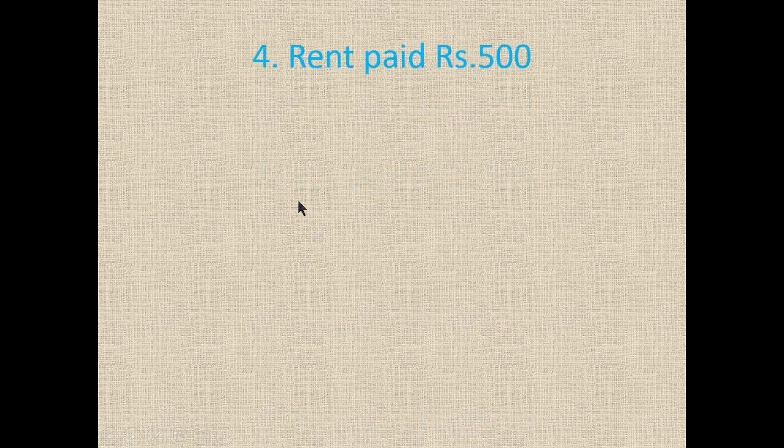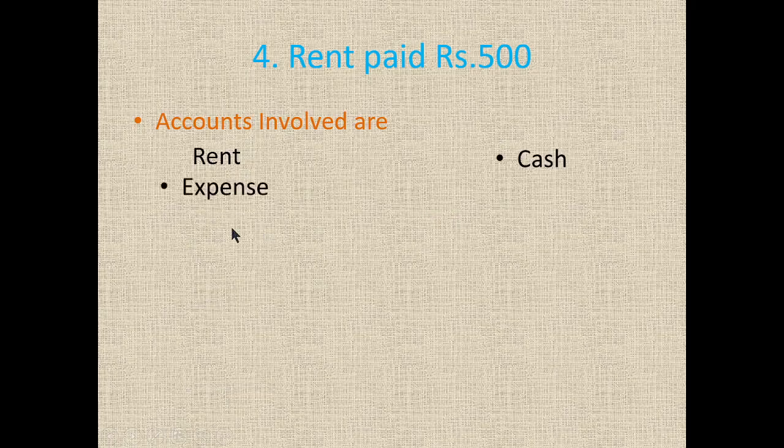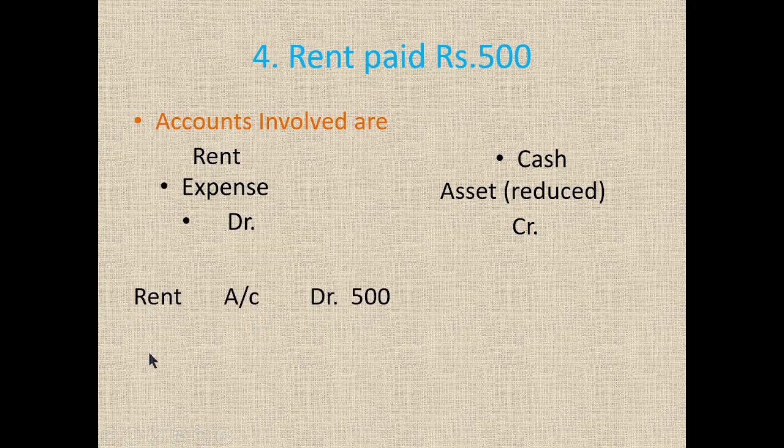Rent paid rupees 500. Here business paid rent rupees 500. So what are the accounts involved? Rent and cash. Rent is an expense for the business. For expense, what is the balance? Debit. Cash is an asset, but in this cash reduced means cash paid. So reduced, credit balance. Rent account debit to cash account, being rent paid.